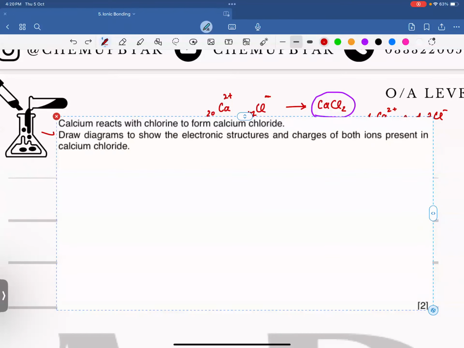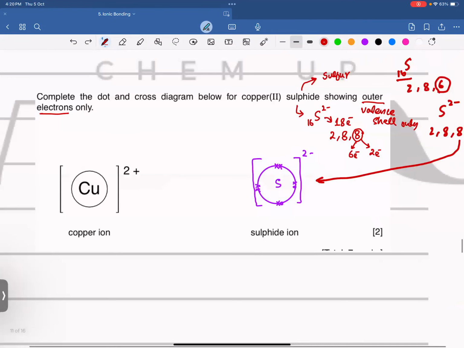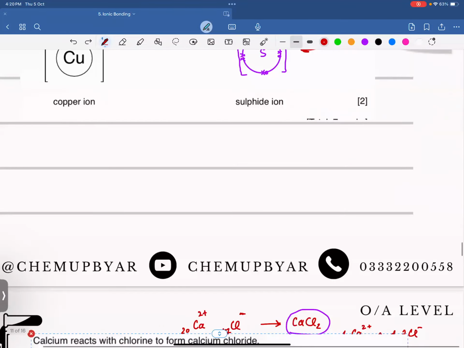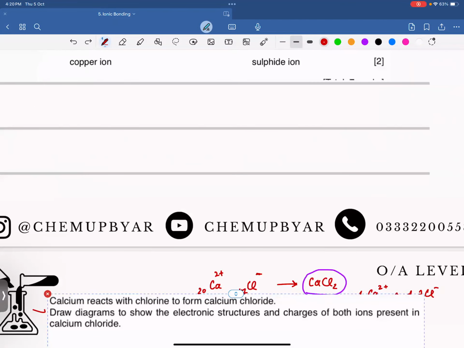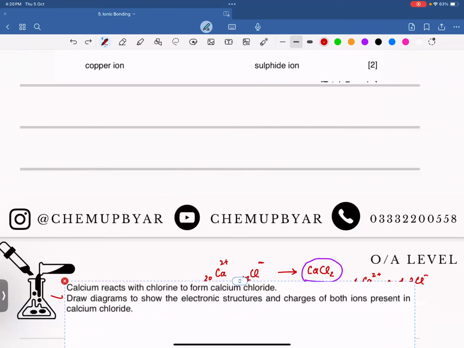See, they ask you to draw diagrams to show the electronic structure and charges of both ions present in calcium chloride. So there are two ions, one of calcium and one of chloride. No, they didn't ask you to draw only valence electrons. That has been asked over here, where they mention showing outer electrons only. In that case, you need to draw only the outermost shell. But here, you need to draw all the shells. Are you done? Both? Show me.